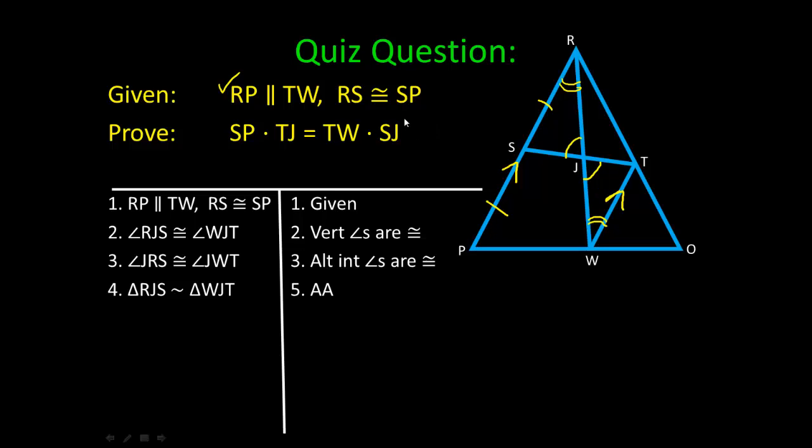SP doesn't. However, I know that RS is proportional to TW because the triangles are similar. I also know that RS and SP are congruent. So first you have to state the proportionality. RS is proportional to SJ, and that proportionality is TW is proportional to TJ. Okay, it's the same proportion.